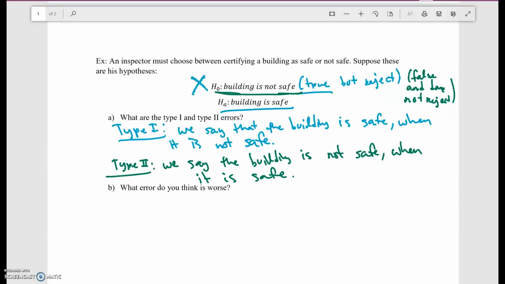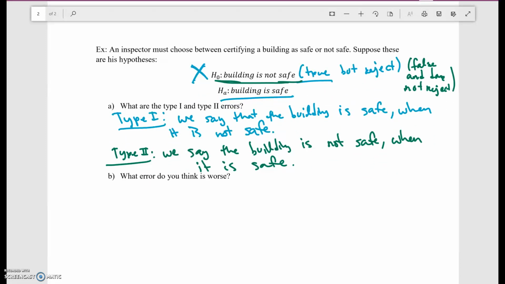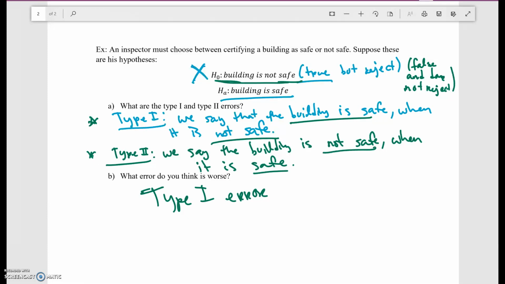So which error do you think is worse? Is it going to be either type 1 or type 2? Type 1 says that we say that the building is safe when it is not safe. Type 2 says we say that the building is not safe when it is safe. Well, for me, type 1 is pretty bad, because if someone tells you the building is safe, but it is not safe, then you yourself are not safe. Which is different than saying, oh, well, it's not safe, but it really is safe. Well, you are not going to be in the building anyway. So that will be the worst type of error.